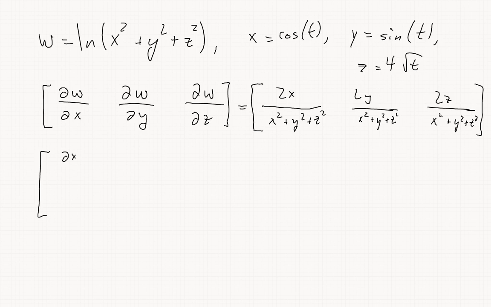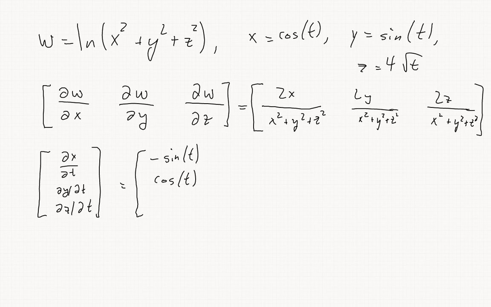Then del x by del t, del y by del t, del z by del t. These will be negative sine t, cos t, and then this will be, I guess, 1 over 2 root t, or sorry, 2 over root t, rather.